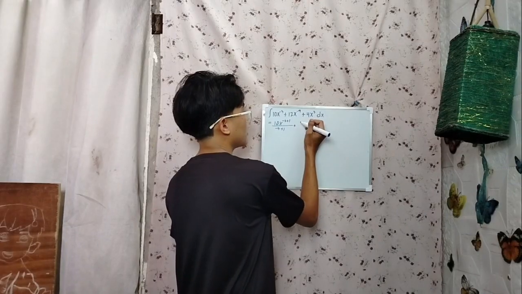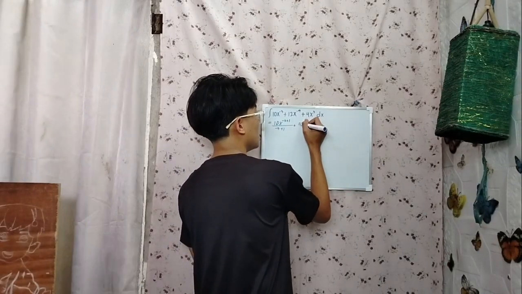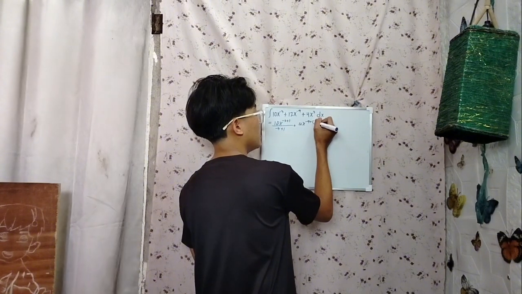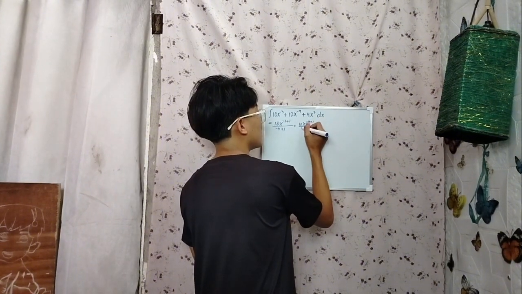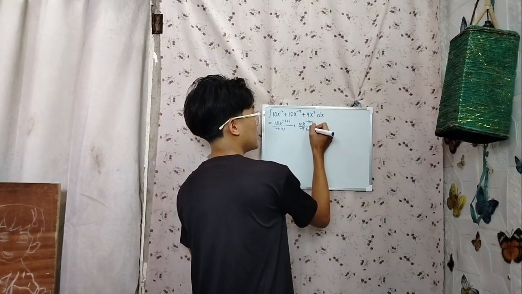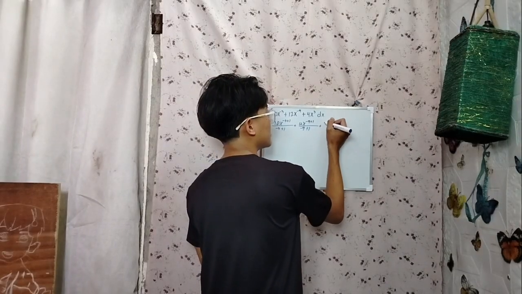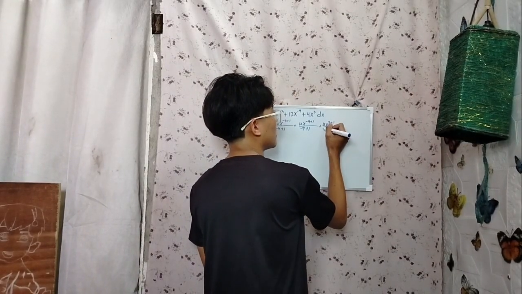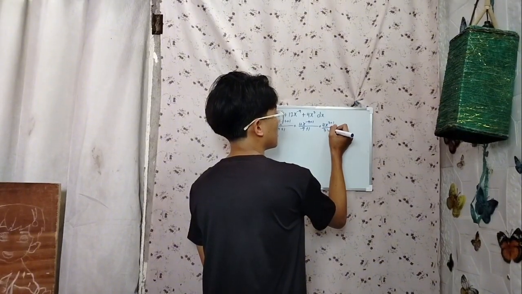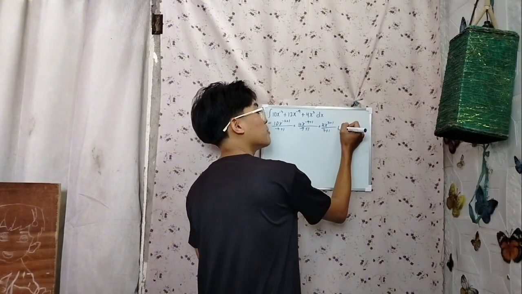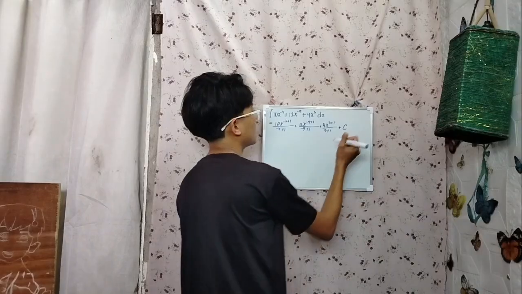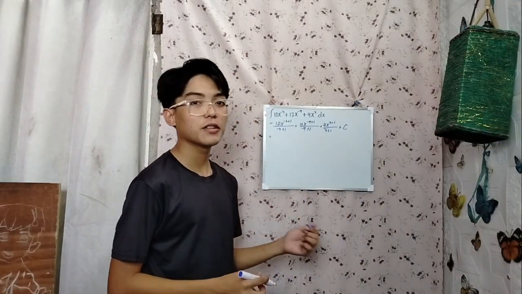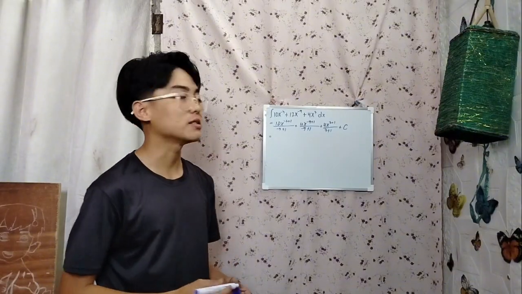Then plus 12x raised to negative 9 plus 1 to the exponent over negative 9 plus 1, plus 4x cubed plus 1 over 3 plus 1, then plus c. Then integrate each term one by one.